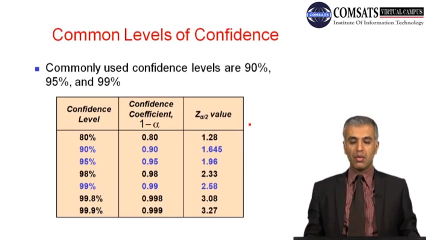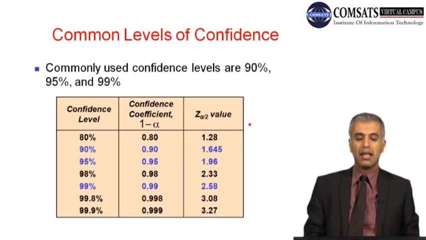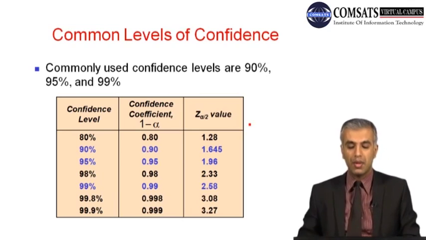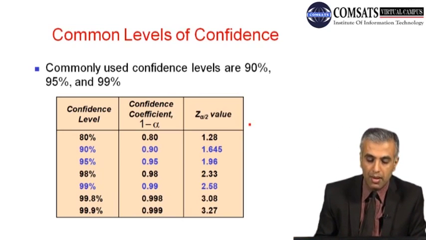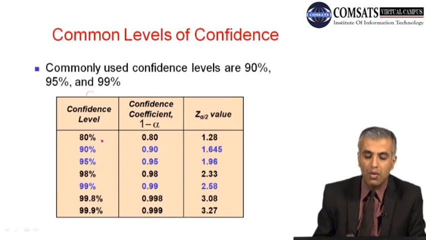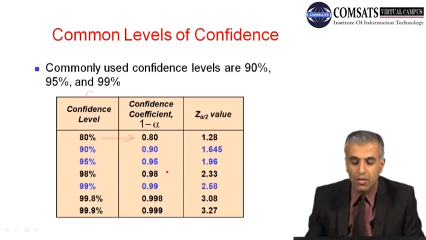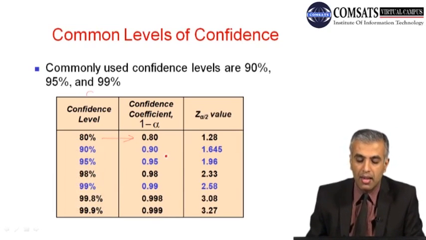One commonly used confidence level is 90%, 95% and 99%. And here you can see the values which are commonly used, and for 80% what would be the confidence coefficient here, and what would be the relevant z value in this case.